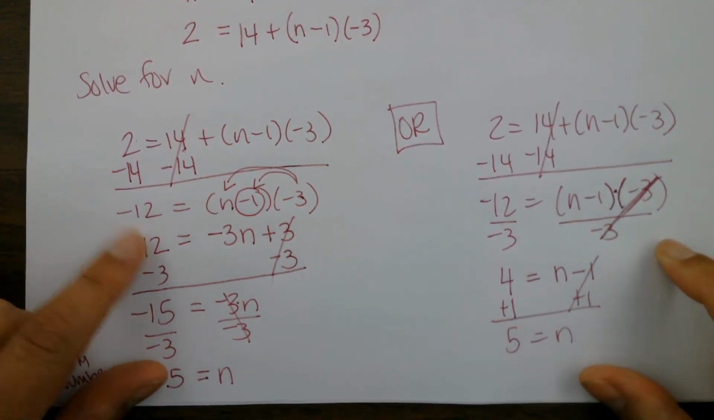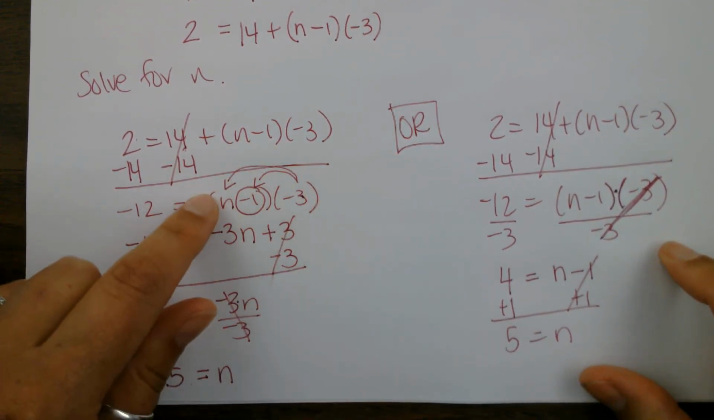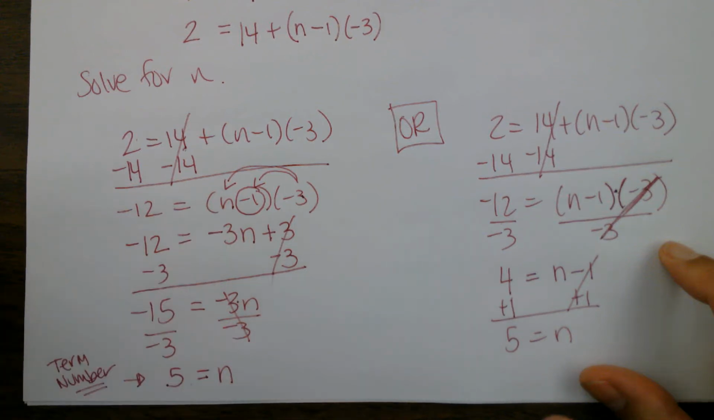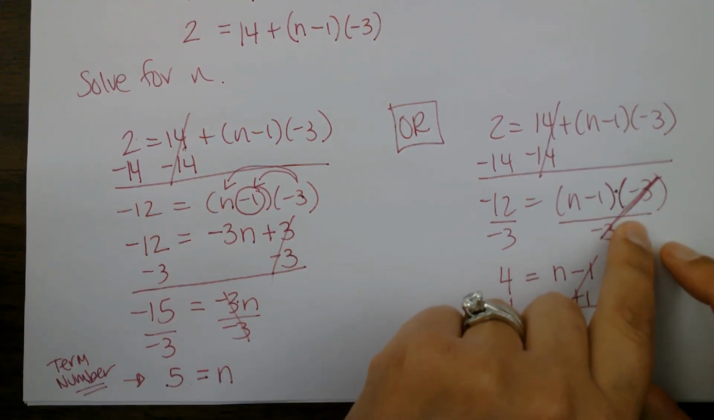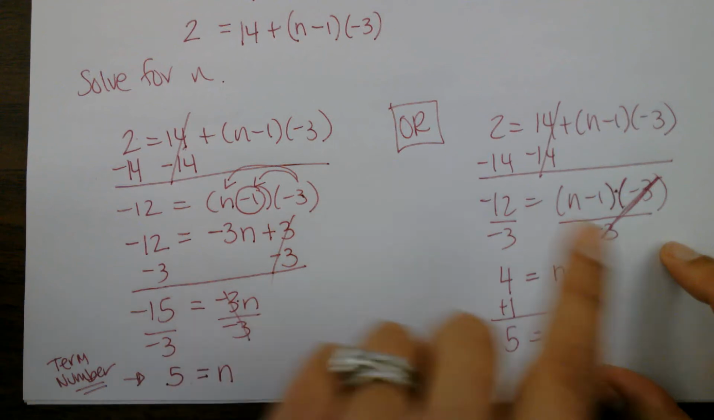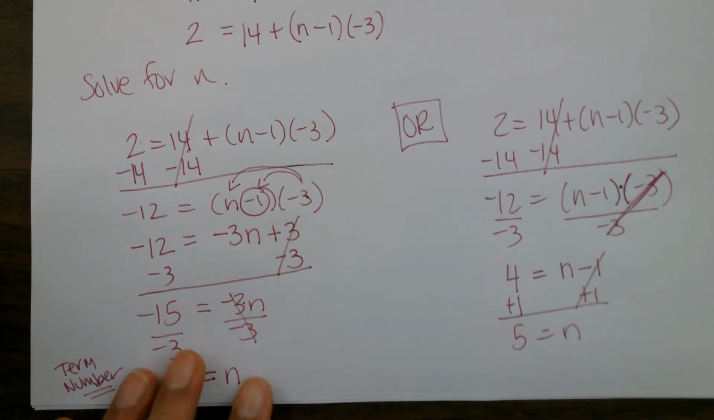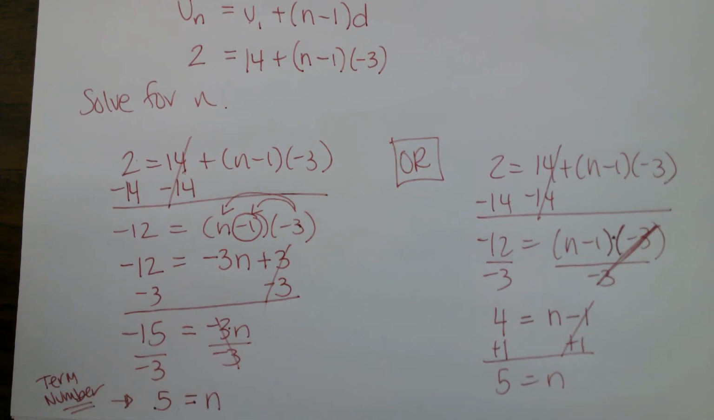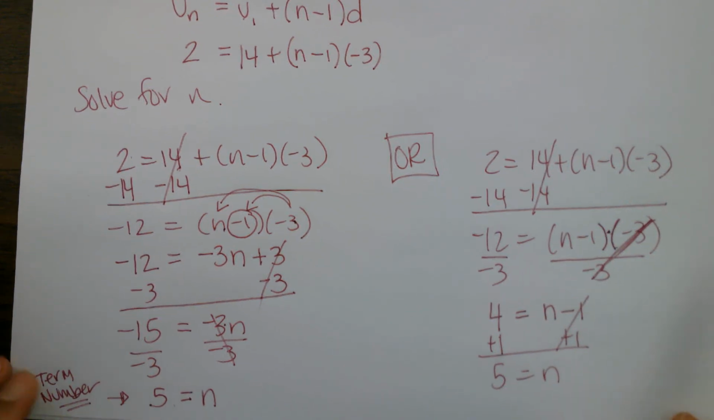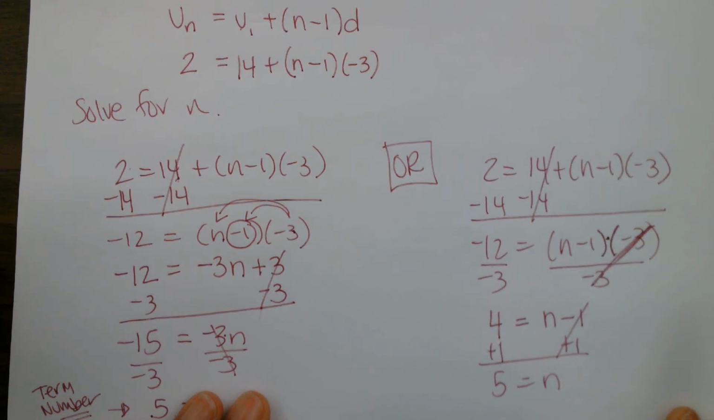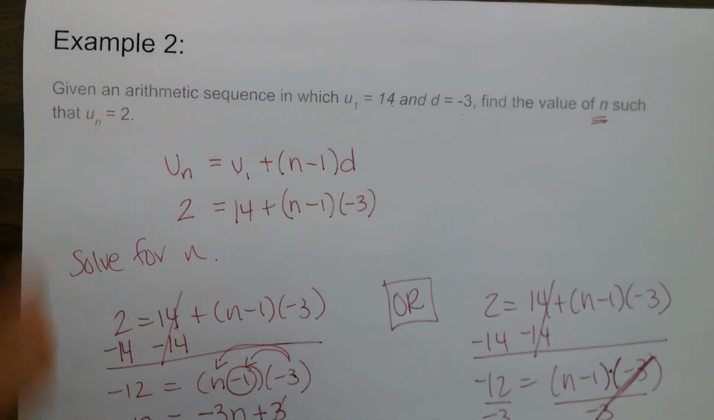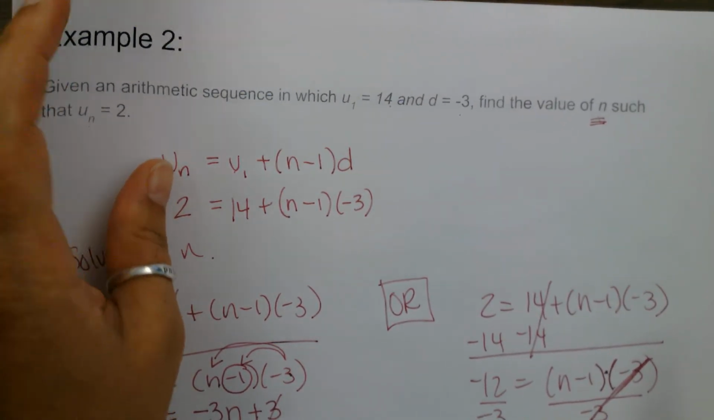So either way you want to do it, whether you want to distribute the 3, distributing just means multiplying it, or if you want to divide by the negative 3. Multiply by the negative 3 or divide by the negative 3. Either way, you're going to get the same answer. Are these the only two ways of doing it? No, there are other ways. Come and see me if you discovered another way, and we can see if it adheres to the rules of algebra. Hope this helped. Okay, this was example number 2. Let's go on to example number 3.